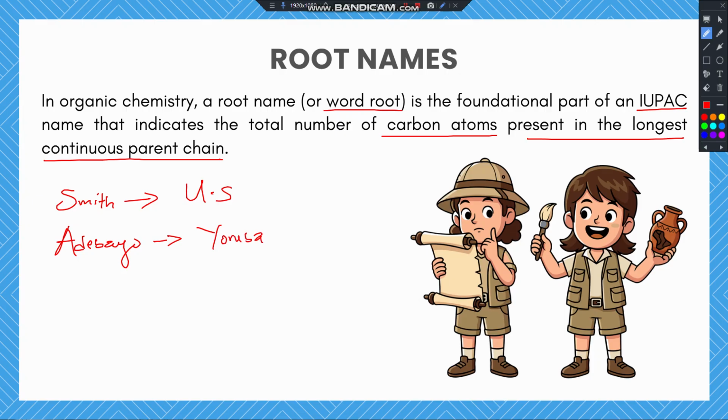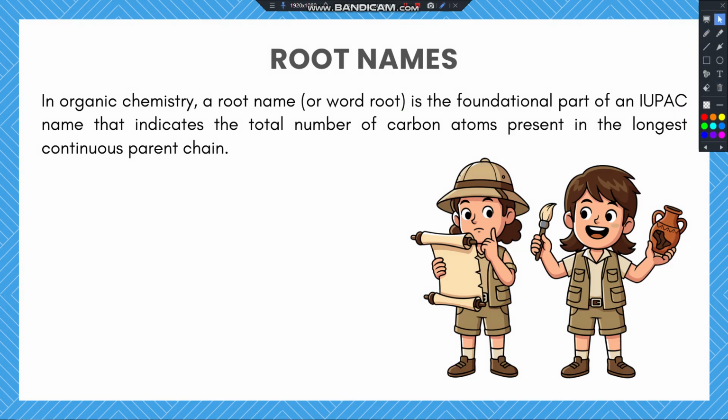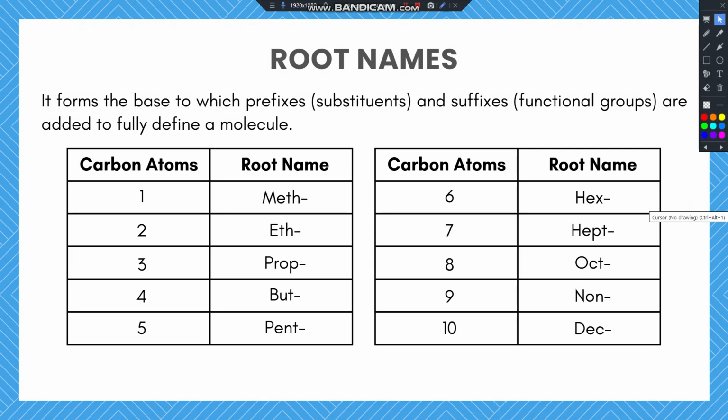In the same way, the root name tells you the total number of carbon atoms that are present in an organic compound. So that's the function of the root name for an organic compound. And here are some examples on the screen. Let's quickly run through them. It forms the base to which prefixes, which we'll be looking at later, substituents and suffixes are added to fully define a molecule.